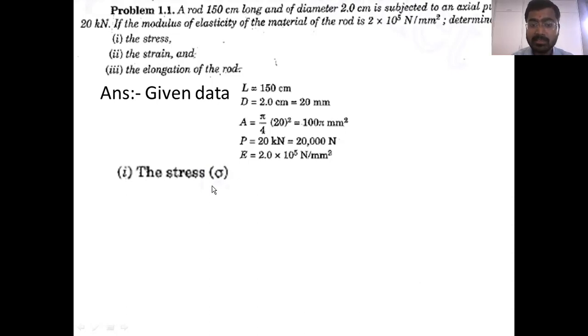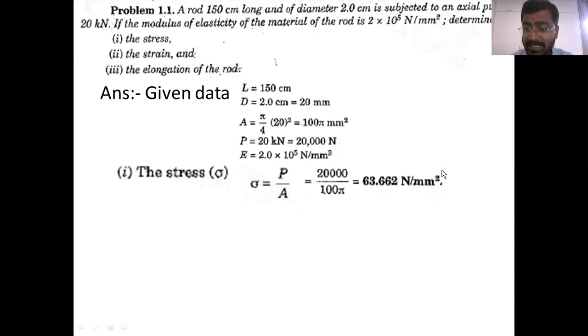Sigma is the symbol we are going to represent, and for stress we write sigma is equal to P by A, which is equal to load upon its area. But what is the load we have? The load we have is about 20,000 Newton, and the area we have is 100 into pi. So 20,000 by 100 into pi, if you do, you'll be getting 63.66.